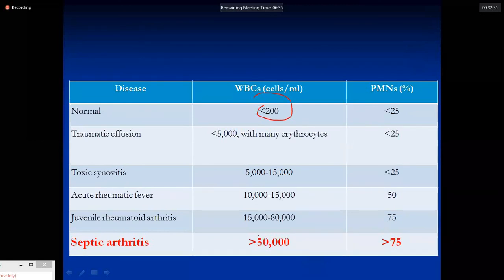So it is not the only diagnostic criterion. If the clinical features match and the lab features match, we will usually diagnose it as septic arthritis. The count will usually be more than 50,000. In others, acute rheumatic fever, it will be 10 to 15,000. Juvenile RA, it will be 15 to 80,000. And as we all know, in acute or pyogenic infection, the differential count of polymorphonuclear cells or neutrophils will be high. So in this case also, more than 75% will be neutrophils.